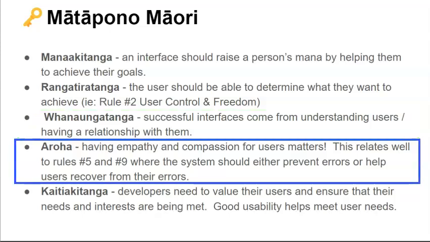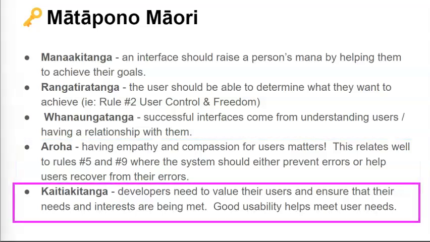When we discuss rules number 5 and 9, error prevention and error correction, we need to link it to the idea of aroha, having empathy and compassion for our users and working hard to support them so that either they don't make mistakes or if they do make a mistake, it's easy to recover from it. Finally, as developers, we need to value our users and ensure that their needs and interests are met. This relates to the concept of kaitiakitanga. The core idea here is that good usability helps meet user needs.